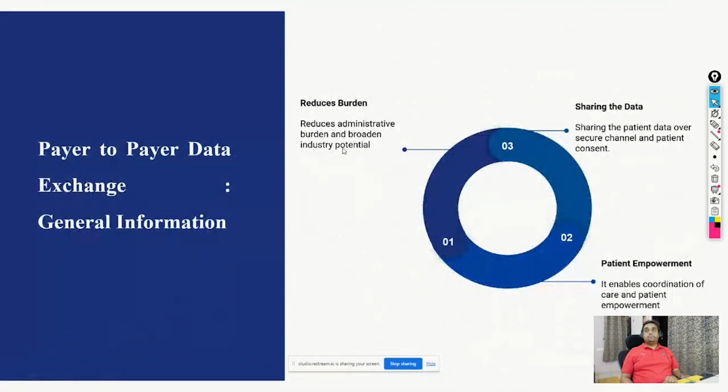It will talk about peer-to-peer data exchange. What it does is it reduces the burden on administrative people, and it shares data between each other, like payers to payer, payers to patient, payers to hospitals, hospitals to payers. It is also empowering the patient, and it is also enabling the coordination of care between patient care people and the patient, correct?